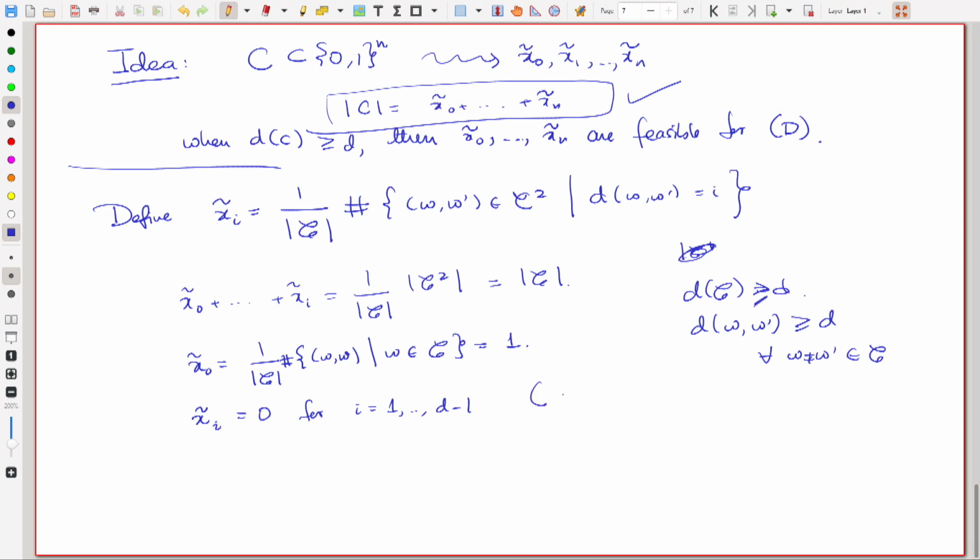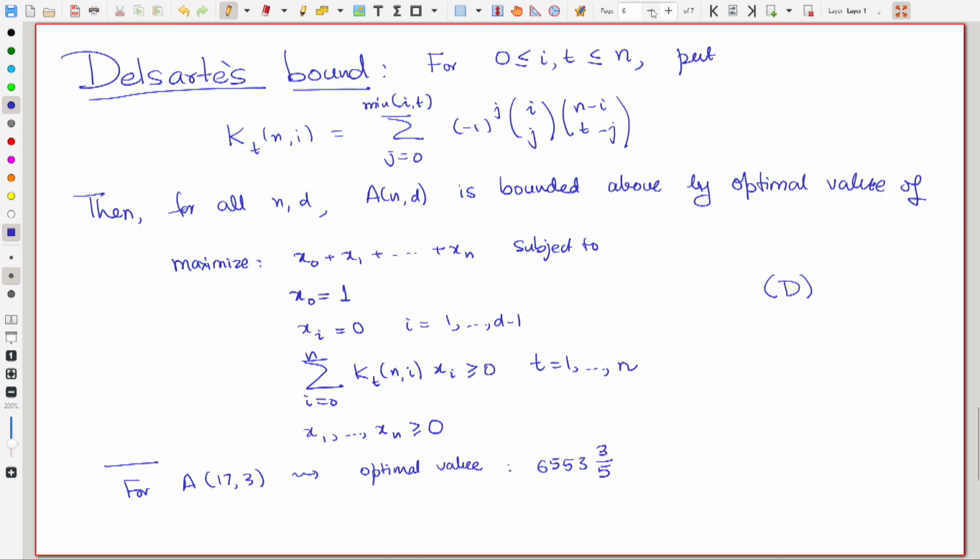This is because d of C is greater than or equal to d. So, you cannot have 2 points in C whose distance is less than d, right, and that is what I am ruling out, 1 to d minus 1. Okay, so, the first few constraints of the Delsarte program are clear up to here.